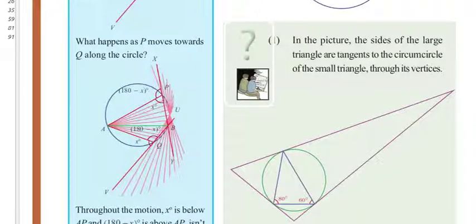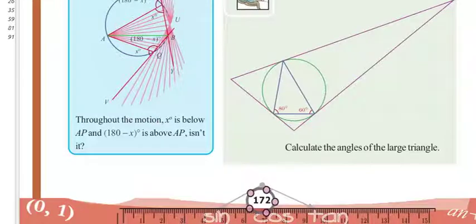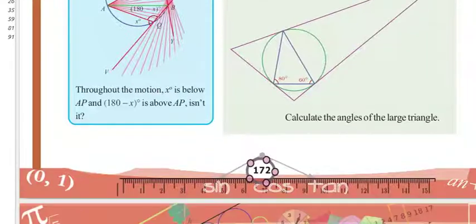Then you write this question, a question from your textbook, page number 172. In the picture, the sides of the large triangle are tangents to the circumcircle of the small triangle through its vertices. Calculate the angles of the large triangle.